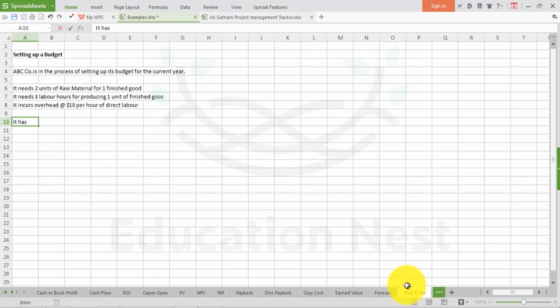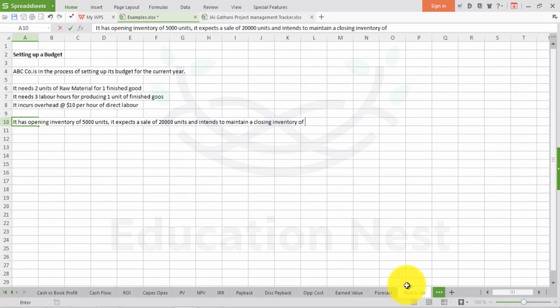We'll just keep it simple for the time being. It has opening inventory of, let's say, 5,000 units. It expects to sell a sale of 15,000 units. Let's go 20,000 units, and intends to maintain a closing inventory of 10,000 units.